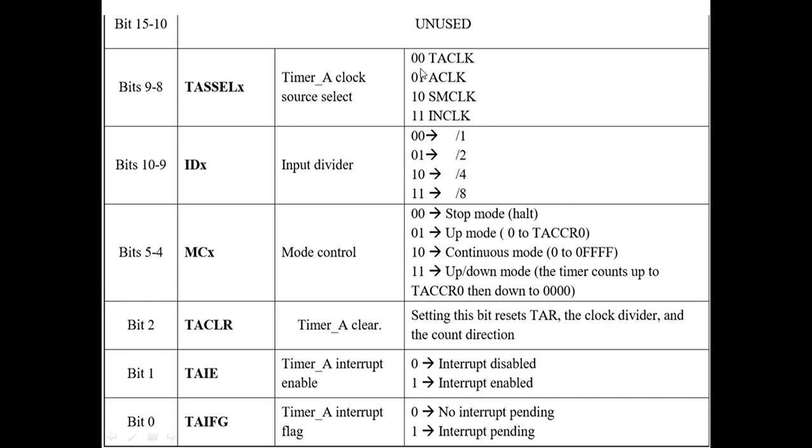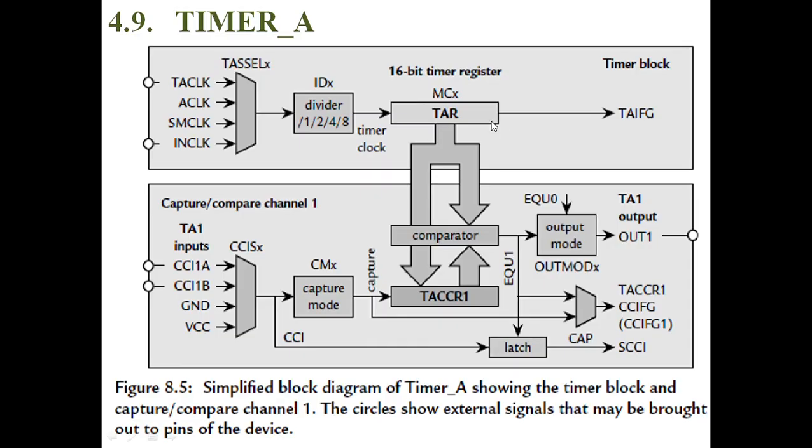If it is 0 0, the clock signal is coming from the timer A clock. If it is 0 1, the clock signal is sourced from the auxiliary clock. 1 0 means subsystem main clock, 1 1 means input clock. Like that, timer A sources the desired clock signal from the different sources, you can select any one of the clock signals by using timer A source select, and it is configurable by using the input divider, and that is given to the timer A register.